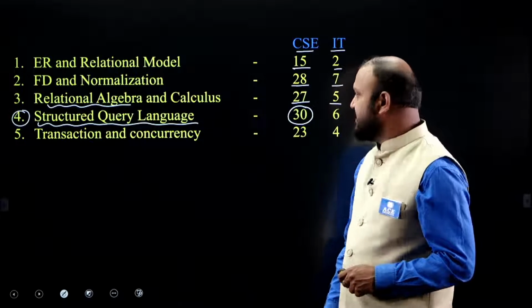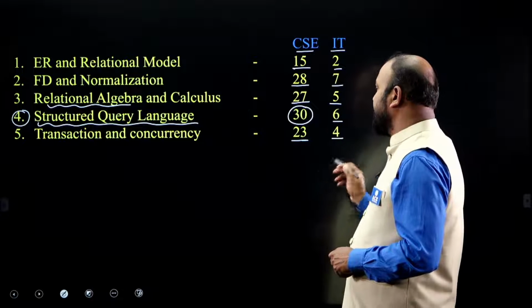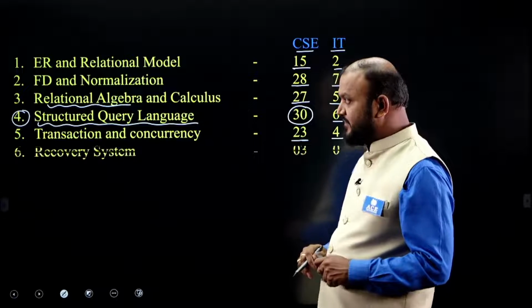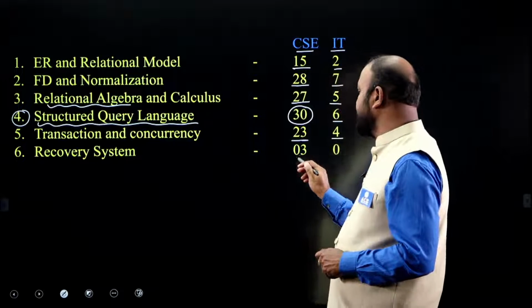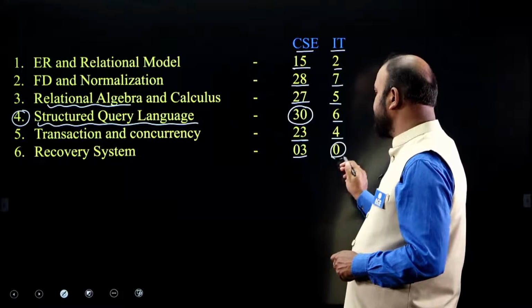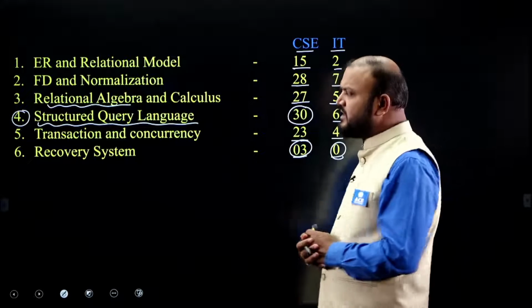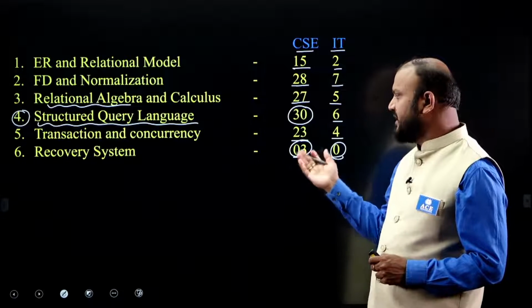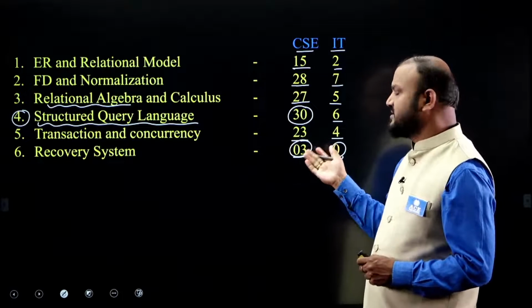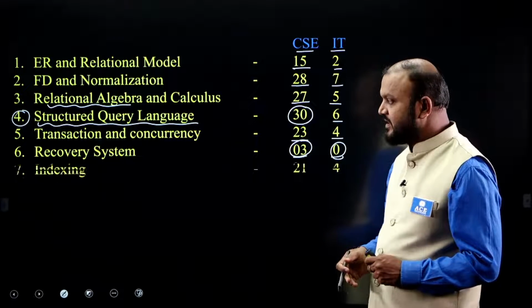And next is transactions and concurrency control. There are 23 questions in the CSE paper and 4 questions in the IT paper. In recovery system, there are totally 3 questions in the CSE paper, and in the IT paper there are 0 questions. Only 3 questions were asked on recovery system, 2 of them on log-based recovery approaches. That is very simple. 1 question was asked even in GATE 2022 in recovery system.